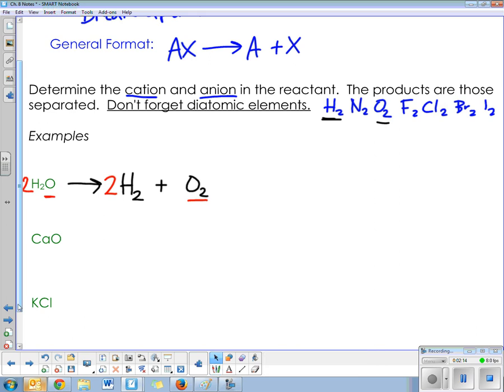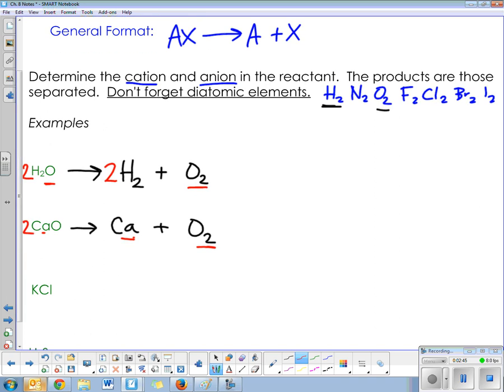Okay, let's try another one. CaO. I only have 2 things. Easy to split, right? So I'm going to have calcium separated from oxygen, so I write Ca. Is calcium one of the diatomics? Nope, it's not up there on my list. Oxygen is one of the diatomics, so O2. Now I'm going to go back and balance. Calciums are good, oxygens are not, so if I have O2 on the product side, I need a 2 in front of the CaO on the reactant side, which affects calcium, so I put a 2 in front of the Ca.